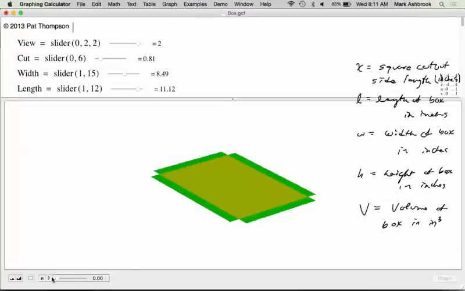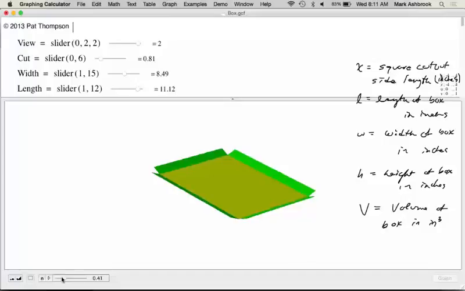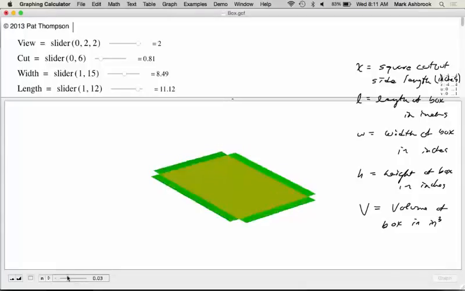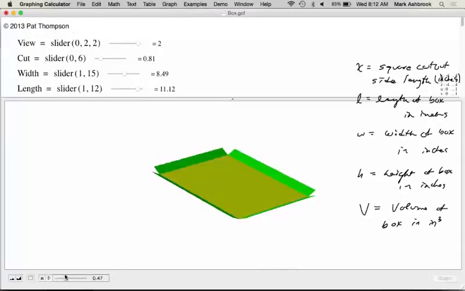So we got the square cutout side length. How is that related then to the resulting height of the box? Can you see it? What is it? So that's that. The length of the cutout is what? The same as the height. Yeah, they're the same. So whatever length you cut out of the square becomes the height of the box.